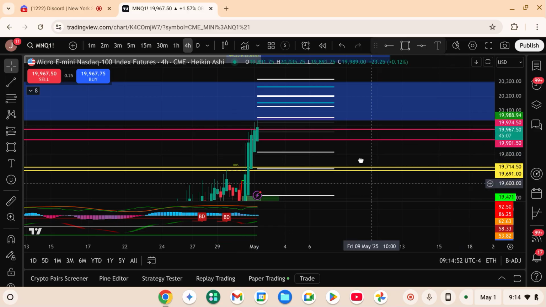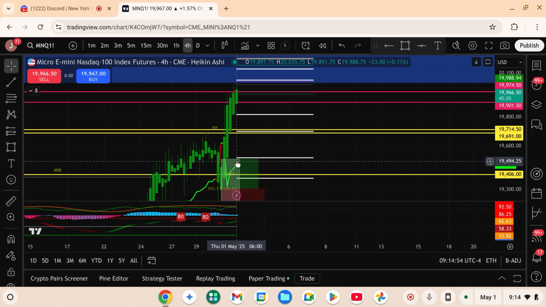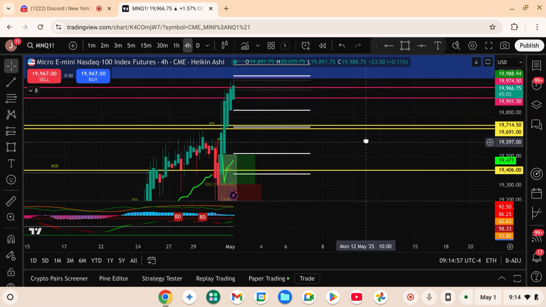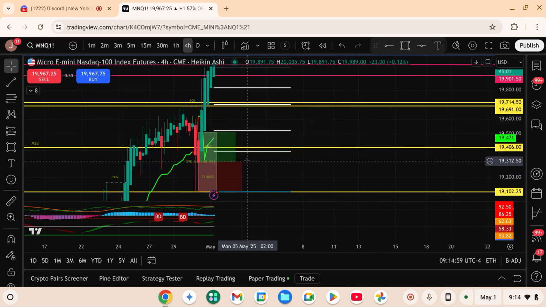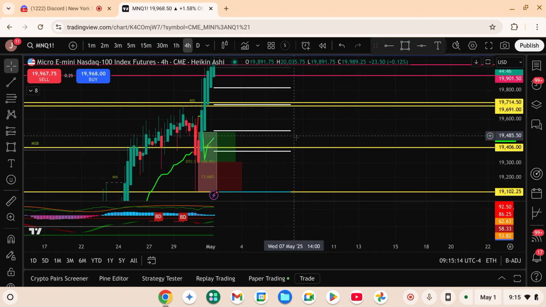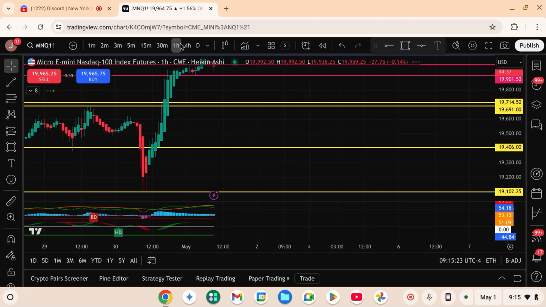We can get this order block. But there's really no need to, because if it breaks through here, then it's going to more than likely just target this. And that's really all you need for today. It's something like that. This move from here to here. So that's it for the 4 hour. We'll go to the 1 hour.